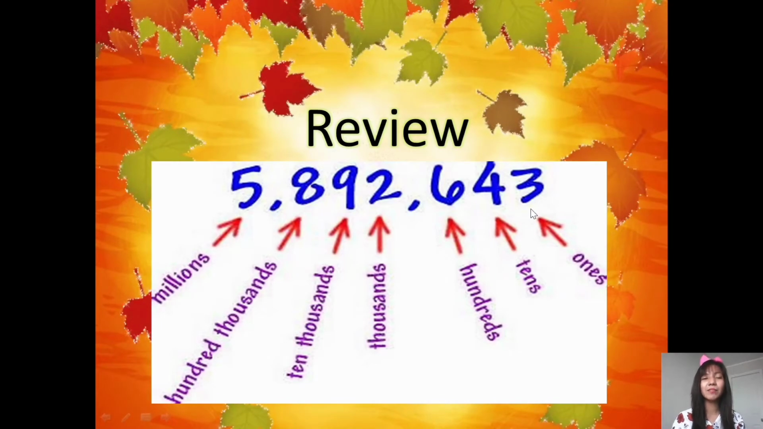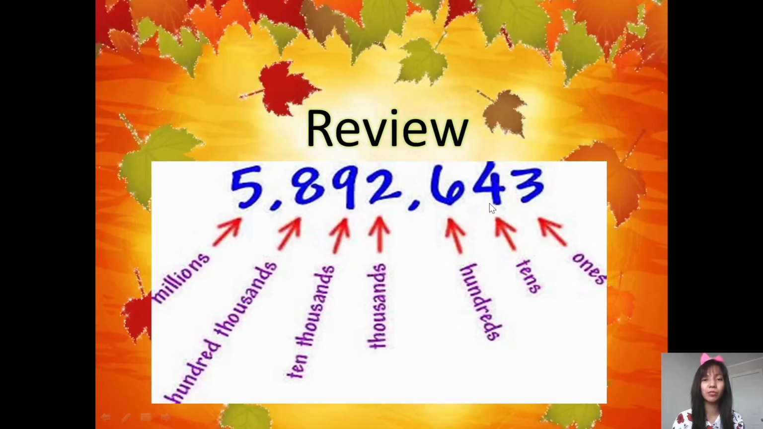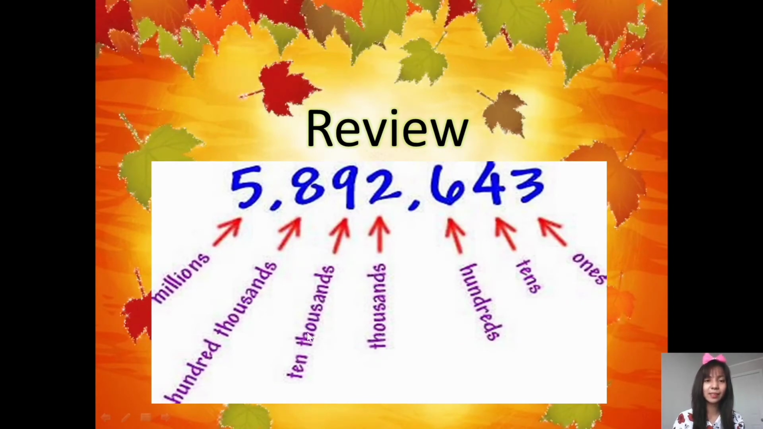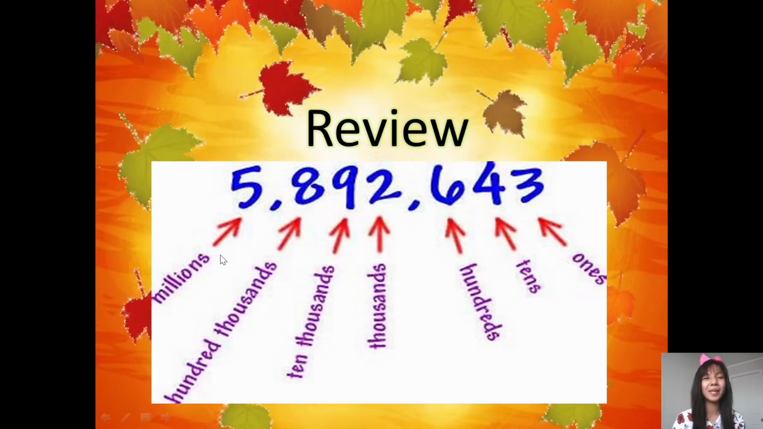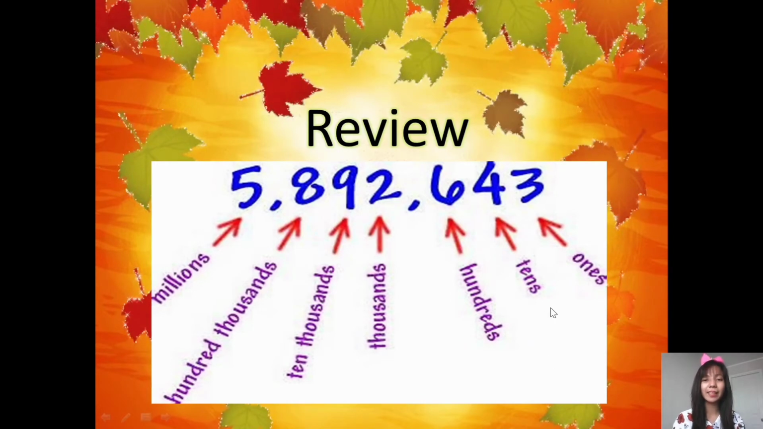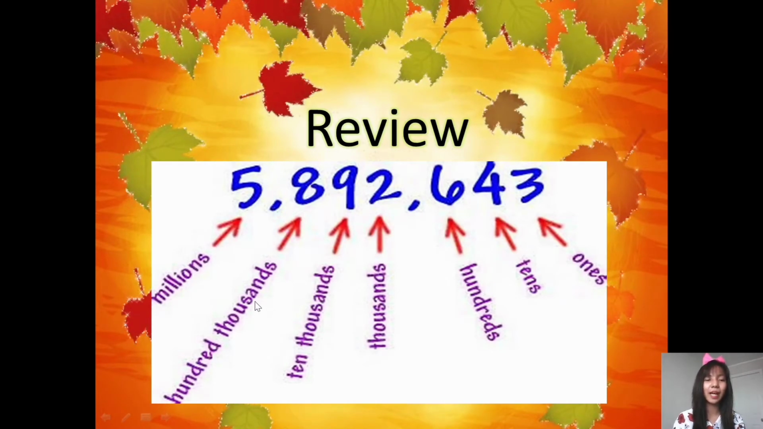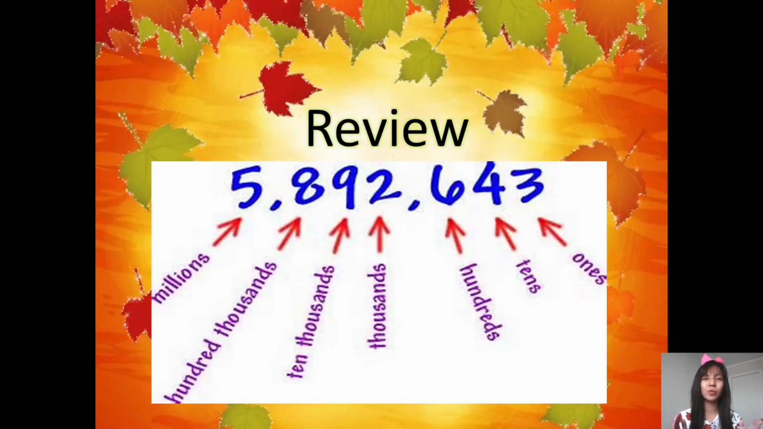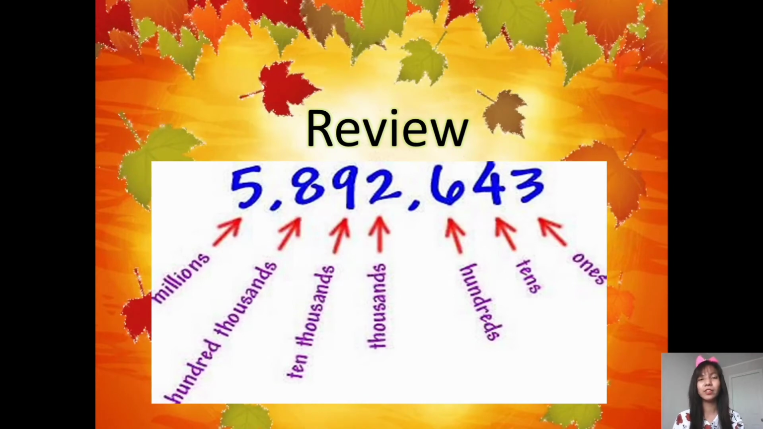5,892,643. So the place value of 3 here is ones, followed by the place value of 4, tens, hundreds, thousands, 10,000s, 100,000s, and millions. So again, the place values are ones, tens, hundreds, thousands, 10,000s, 100,000s, and millions. Okay, so you really have to remember these place values because you need them in rounding numbers.